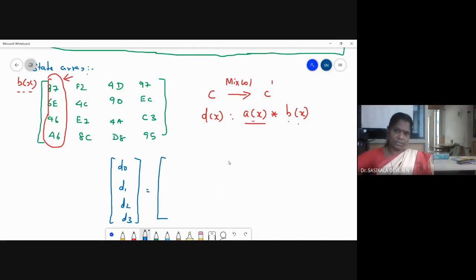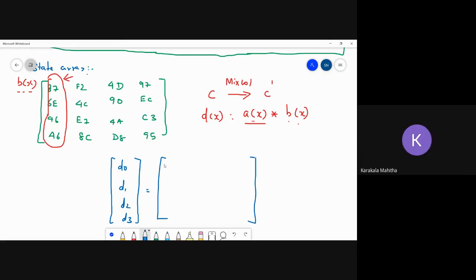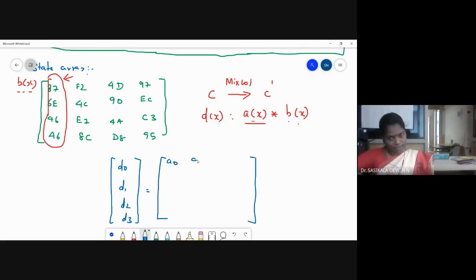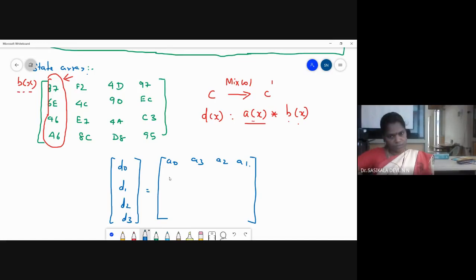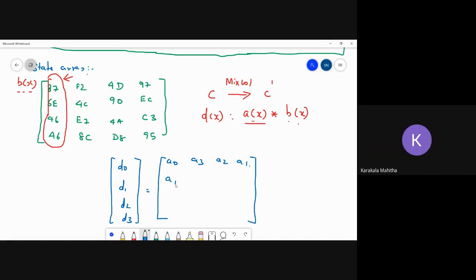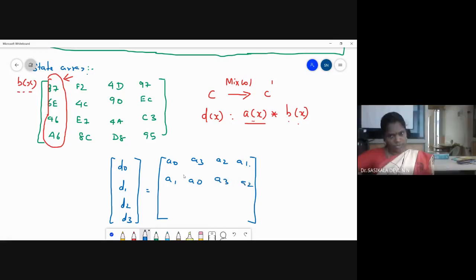What is the matrix here? The A of x coefficients are to be represented as a matrix. Can any one of you tell me the first row of this? A0, A3, A2, A1, then the subsequent row, A1, A0, A3, A2. Good. Actually, you need to remember that it's shifting.